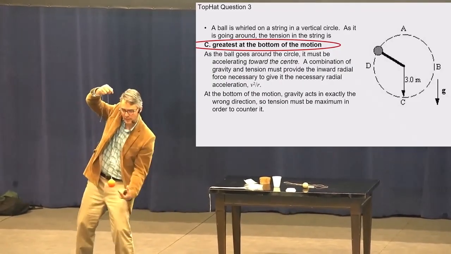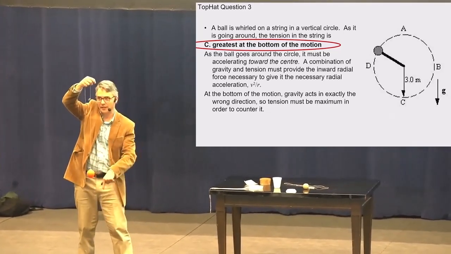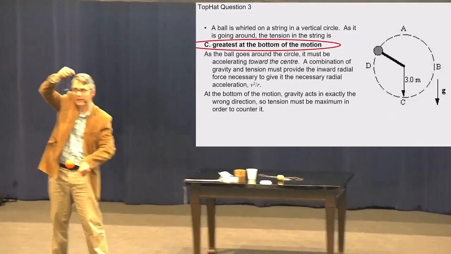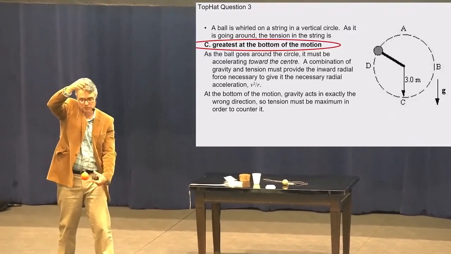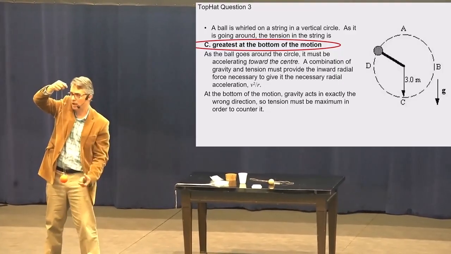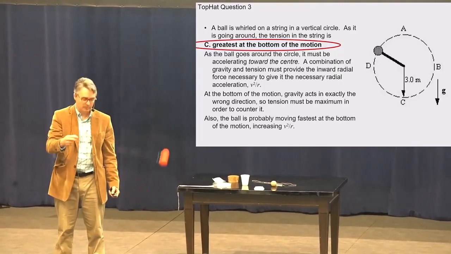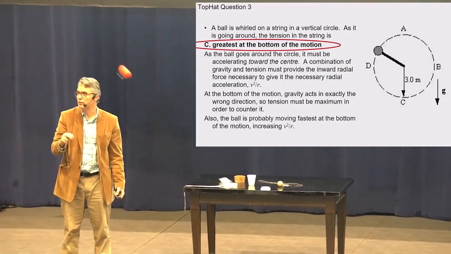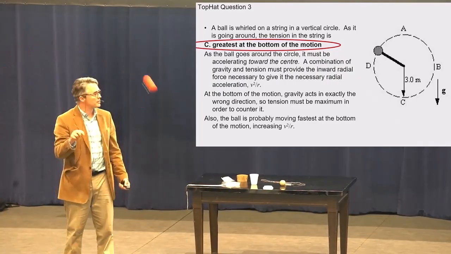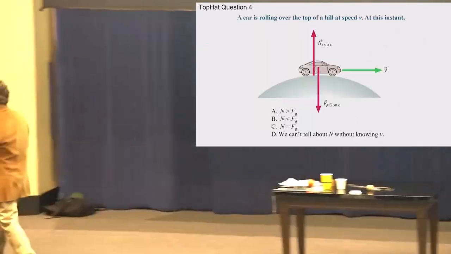So at the bottom of the motion, gravity's acting down, tension's acting up. Tension's acting in the right way towards the center, gravity's acting in the exact wrong way, and so you have to maximize the tension in order to counter that gravity and give it the upward v squared over r. Also, it might be moving faster at the bottom of the circle. It seems to slow down as it goes up and then speed up as it goes down, right? Which makes some sense. So it's another reason why tension's greatest at the bottom.